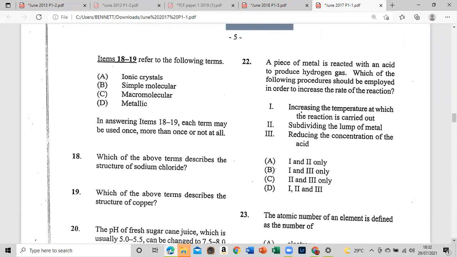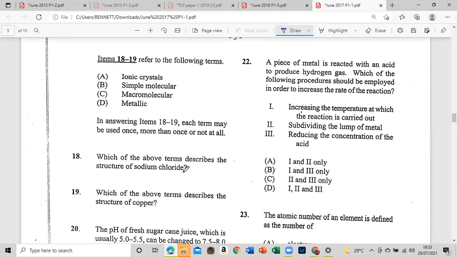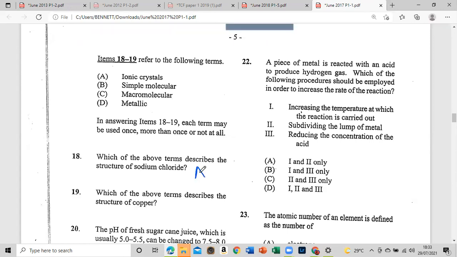Items 18 to 19 use the following terms. We have ionic crystals, simple molecular or macromolecular, and metallic. All right, and we know the drill already. Each term may be used once, more than once, or not at all. Which of the following terms describes the structure of sodium chloride? So that's 18, and that is ionic crystal. You saw that, people? Tell me if you saw that. Sodium chloride, no salt. Only if you forgot that. So that's A, ionic crystal.